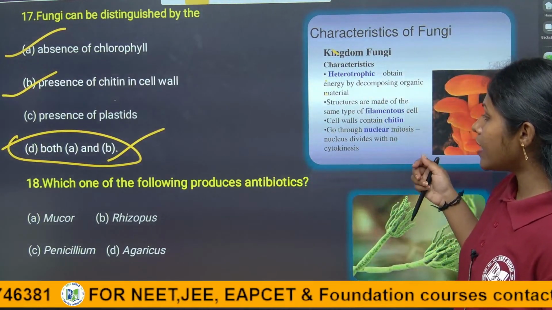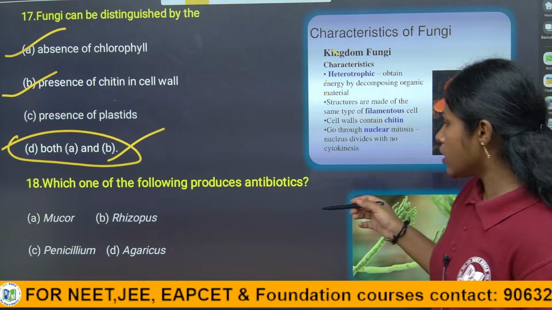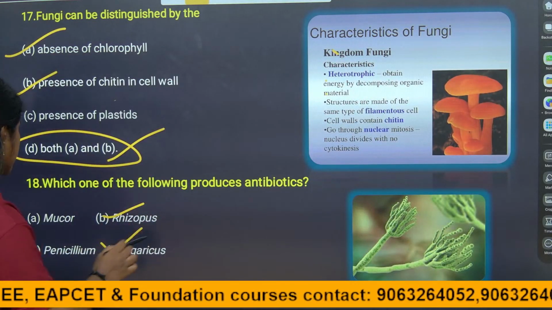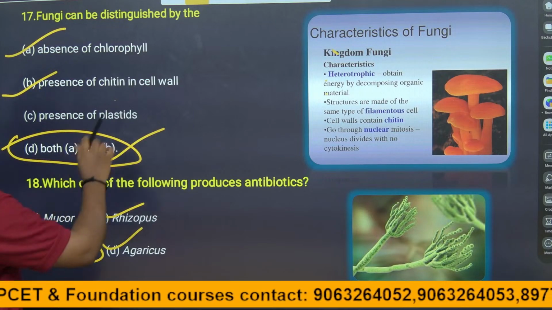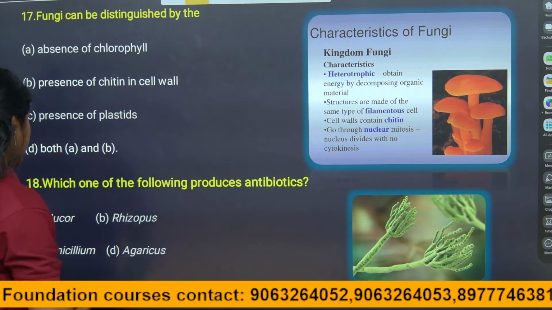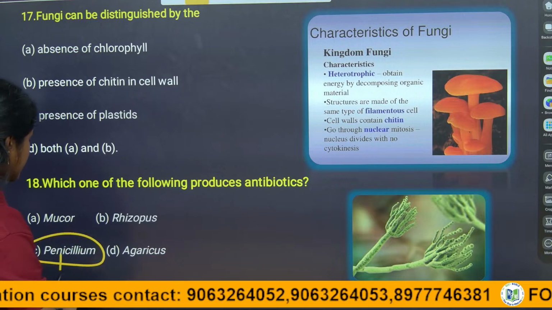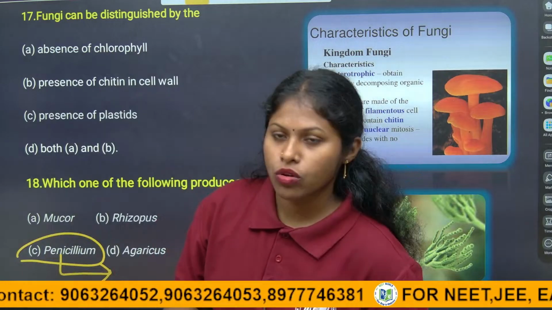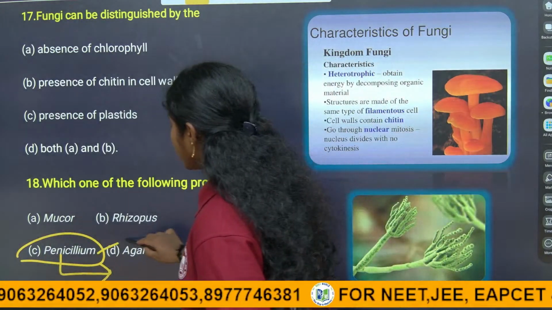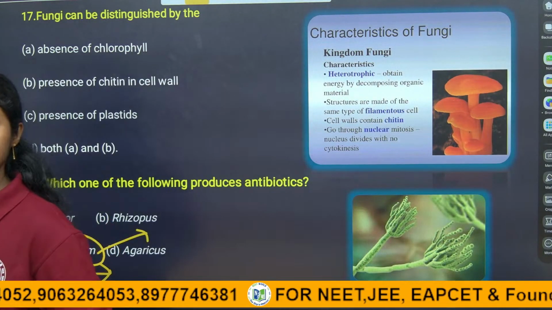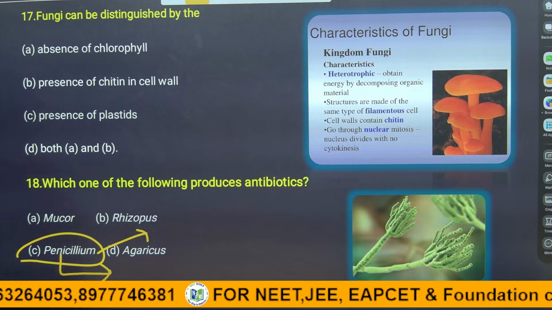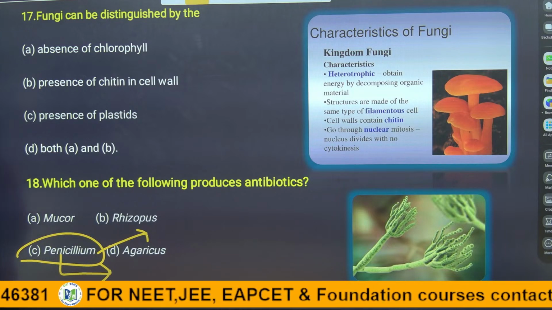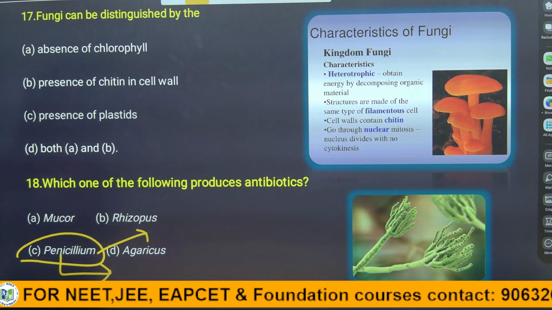So here they asked, which one of the following produces antibiotics? Mucor, Rhizopus, Agaricus, Penicillium. We know that the answer is Penicillium. Through Penicillium notatum, the antibiotics are prepared. This is the antibiotic, children. Penicillium comes under the category of the fungi, right? So the answer is C.